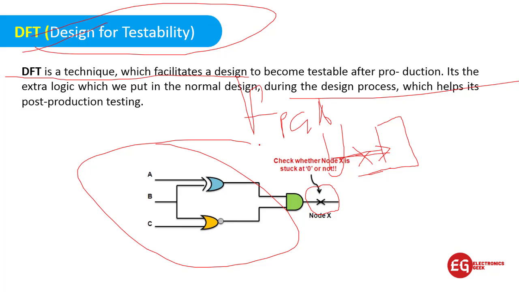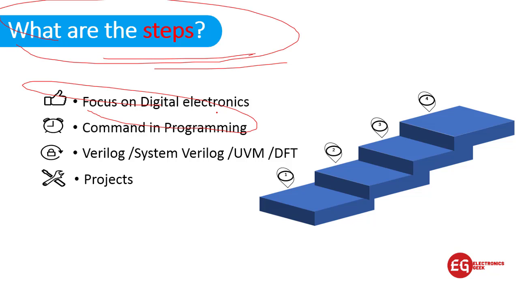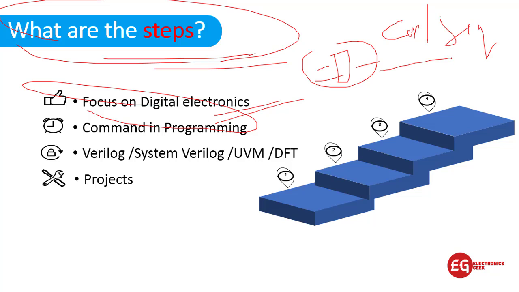So what are the steps required to be a good front-end engineer? First, you should focus on digital electronics. You should have a command of digital electronics. If you don't, then your chances of getting a good job in the top companies are very low. You should master digital electronics, basically combinational and sequential circuits, most important. After that, you should have a command of programming languages. If you are good at programming, then only you should go for front end. Otherwise, you will face many difficulties. I will not suggest you go for the front end.